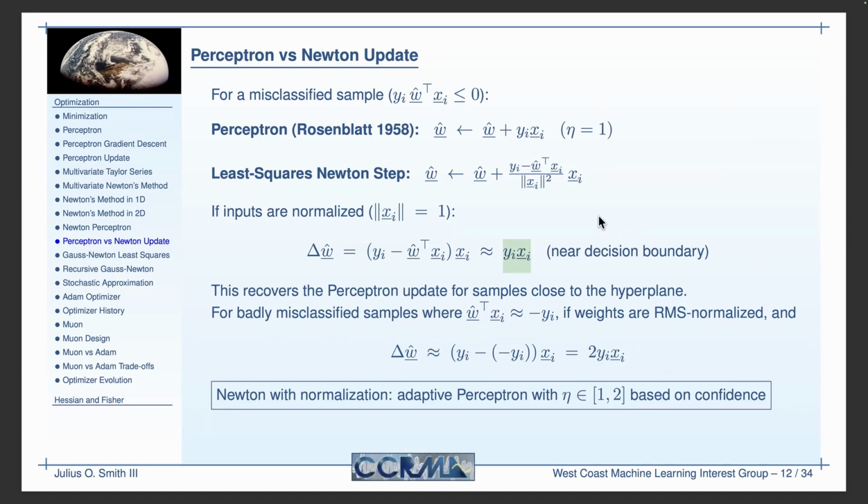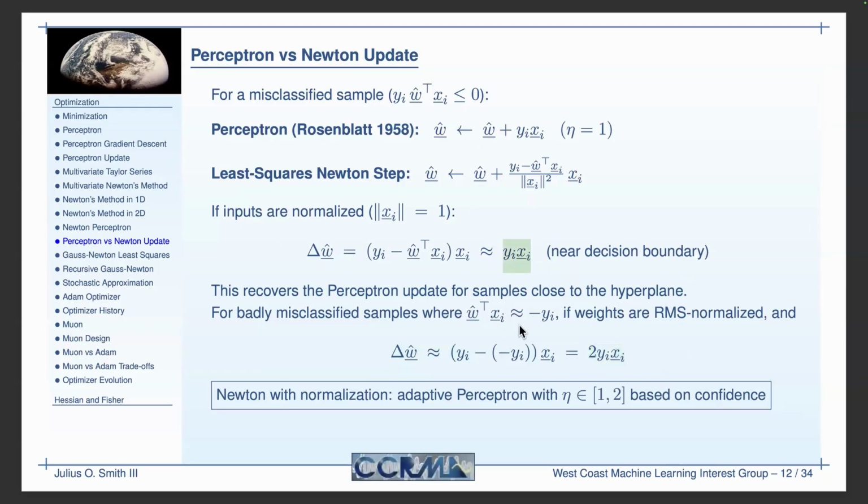So you can say that this is valid near the decision boundary, because far away from the decision boundary you've got the sign function changing things. So this will recover the perceptron update for samples close to the hyperplane that divides classes. And if it's badly misclassified, where you're just way off, then you can RMS normalize the weights, and you can show that your weight update looks like this, which is effectively twice the usual perceptron update.